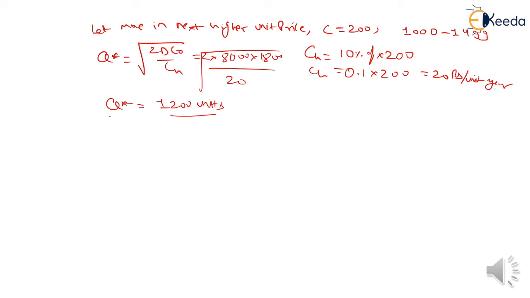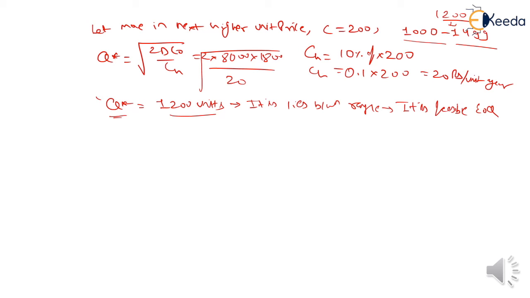Check this data. Does it lie in the given range? The given range is 1000 to 1499. Yes, 1200 lies between this range. So we can say that it lies in the range, so it is a feasible EOQ.